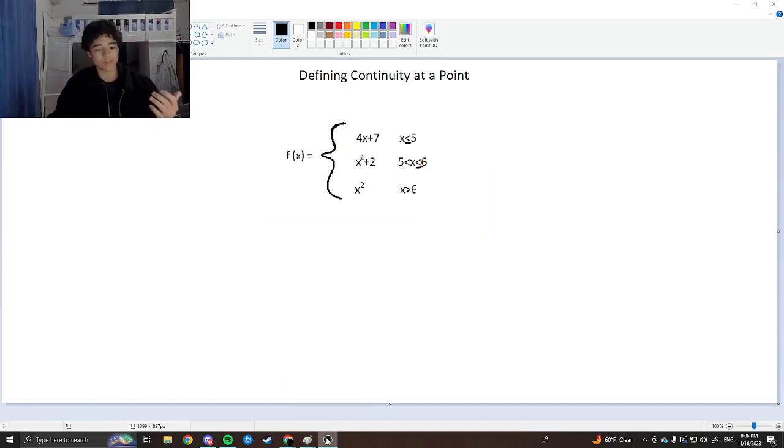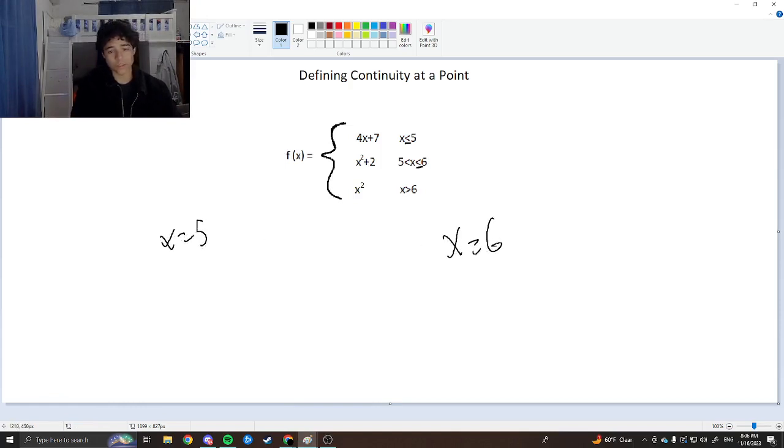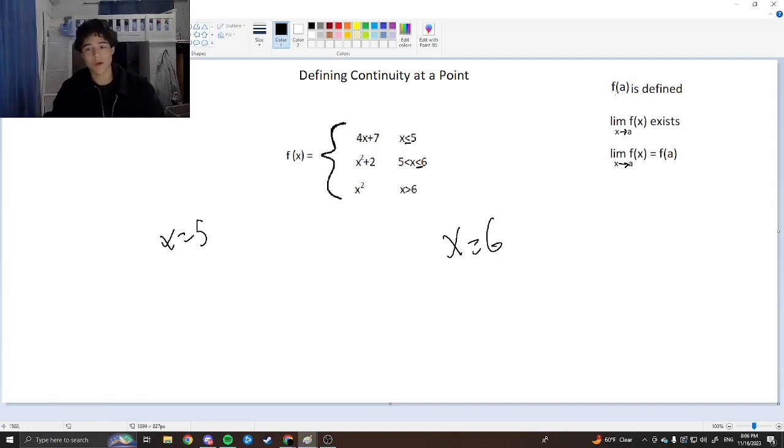So let's look at this example to see if this function would be continuous at, let's say, x equals 5 and x equals 6. If we look at the three criteria, f of a is defined, f of x is defined here, so this meets the first criteria. Okay, the second one, the limit of f of x exists, right? To see if the limit exists for x equals 5, you're going to have to plug it into these first two equations, because that's where 5 will be on the graph. Anything less than 5, you're going to use the top equation, and in between 5 and 6, you're going to use the middle equation, right?